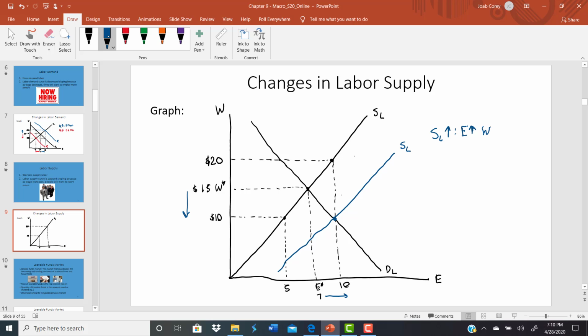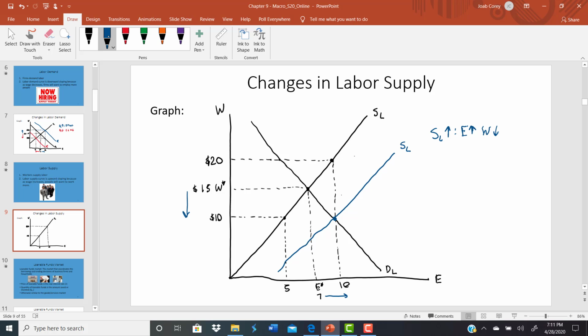So just like in the case in Chapter 3, when supply goes up or shifts to the right, you're going to see quantity increase, but you're going to see price move in the opposite direction and decrease. Again, we just have a different name for quantity and price. We call quantity employment, and we call price the wage.